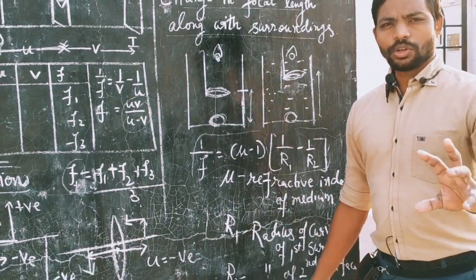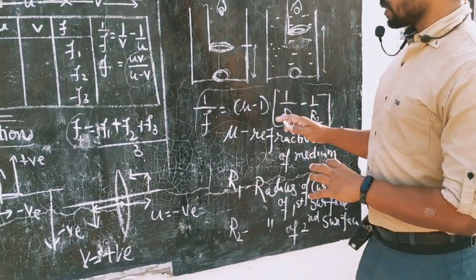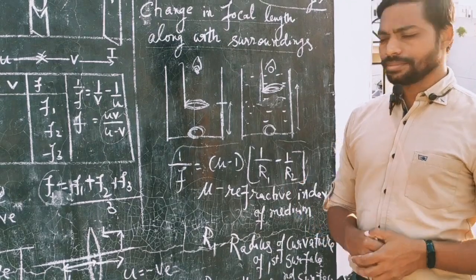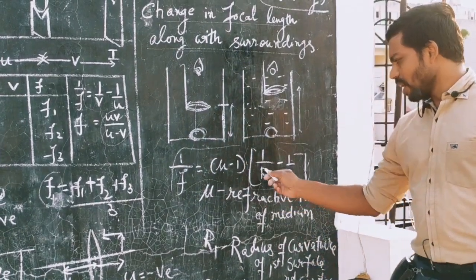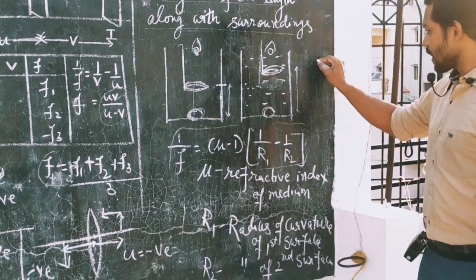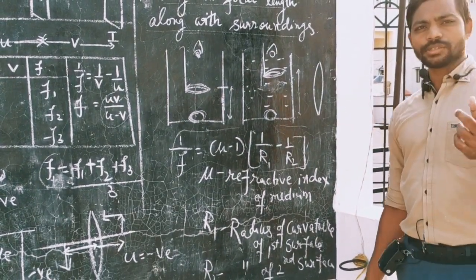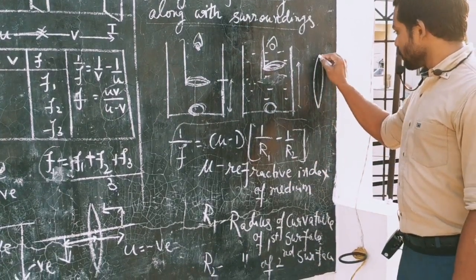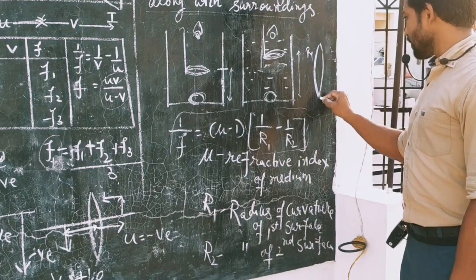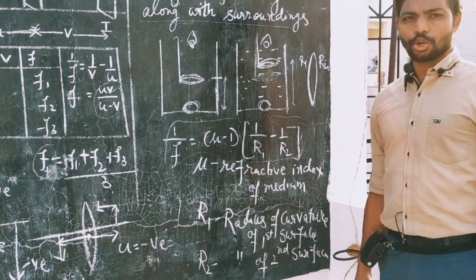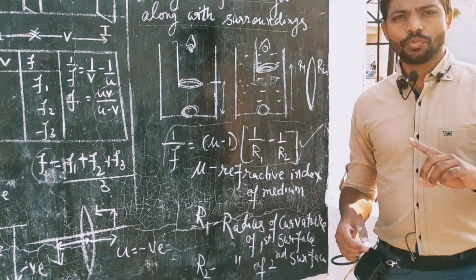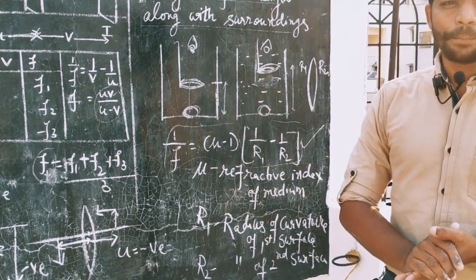Okay, a small note for you all: it's not there in CBSE, but it is very helpful to understand the concepts better, right? What is R1 and R2? R1 is the radius of curvature of the first surface. A lens has, as you all know, two radii of curvature. The first surface has a radius of curvature R1, and the second surface has a radius of curvature R2. So this is the relation which gives you an idea how focal length changes along with the surrounding medium, right?